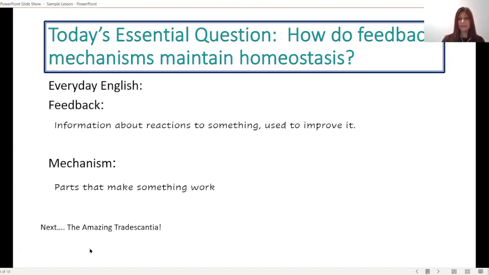And next, the amazing Tradescantia. Wait for it. Here it comes again. That's just to show you how extra wonderful it is. So this is the plant that we're going to learn about today. And the cool thing about this is its leaves are in 2 layers. Okay, and I've got some colored paper to represent those layers.